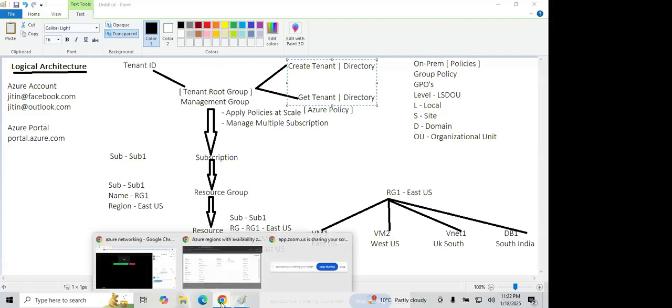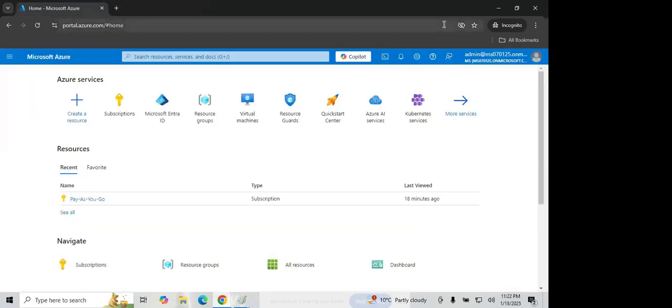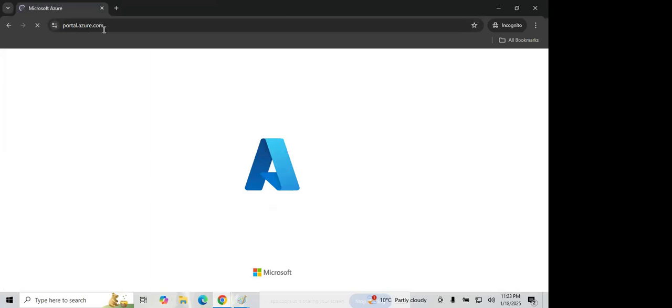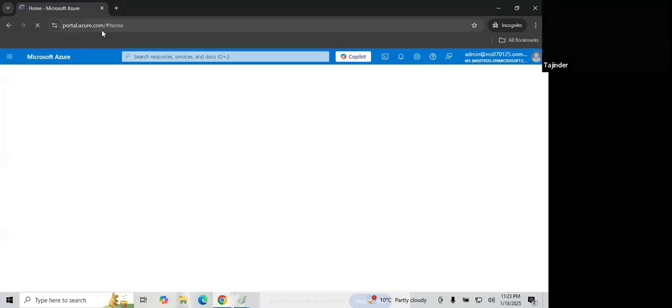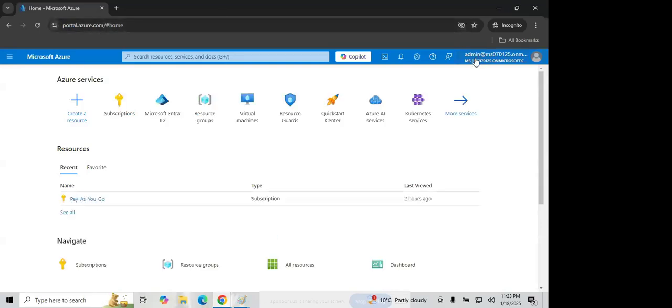No, we are good. All right, let me show you a few things here. So how can we go to the portal? This is the URL. We can simply go to portal.azure.com and log in with the credentials. Whatever is your Azure account and whatever is the password, you can log in with this. So this is my account for now. I'm logged in using these credentials.